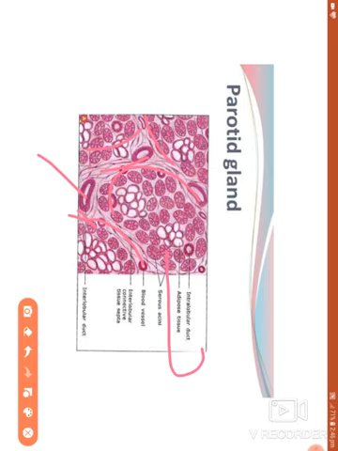In some places you can see mucous acini also, because all the salivary glands are mixed type, but the parotid gland consists predominantly of serous acini. The sublingual gland, or mucous gland, consists predominantly of mucous acini. The submandibular gland is the mixed gland, which consists of both serous and mucous acini, and serous demilunes are also there. So that's about the structure of the salivary glands.